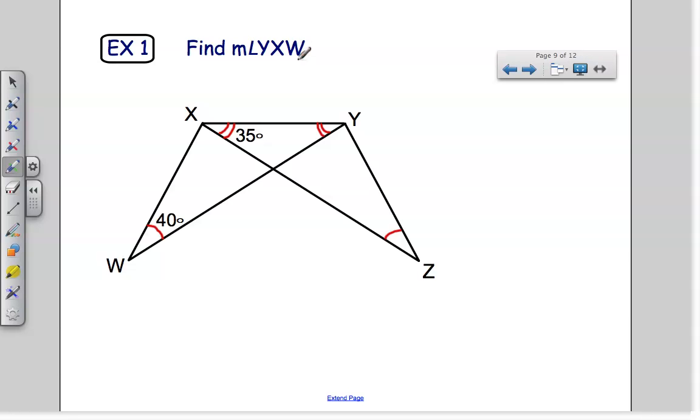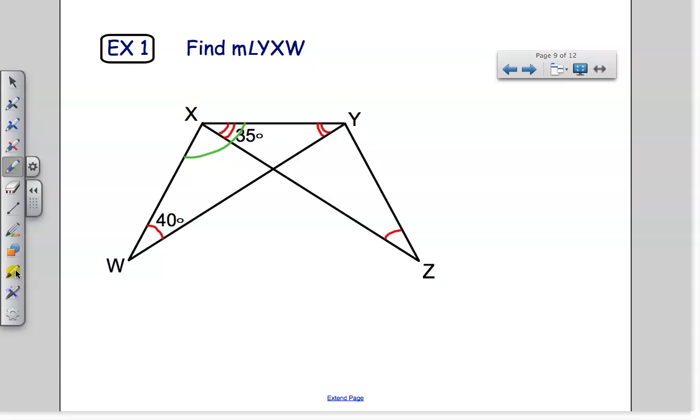Find the measure of angle YXW. Where is that angle? Y to X to W. YXW. Actually, that's this entire angle, right? So I need that entire angle. Let's see here. I know this angle is marked as 40 degrees. It must be congruent to this one. This is marked as 35 degrees, this little one with two arcs, which must be the same here.